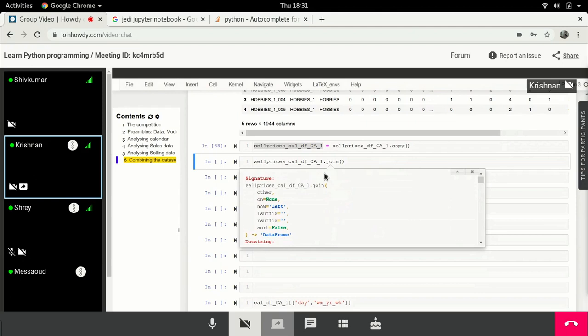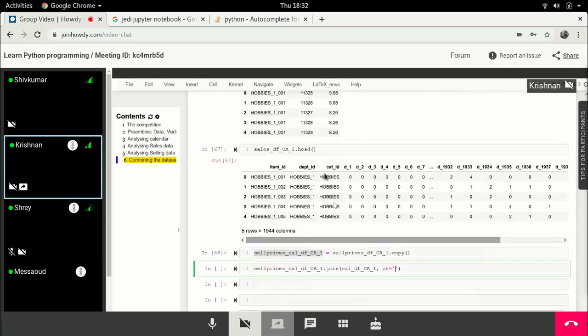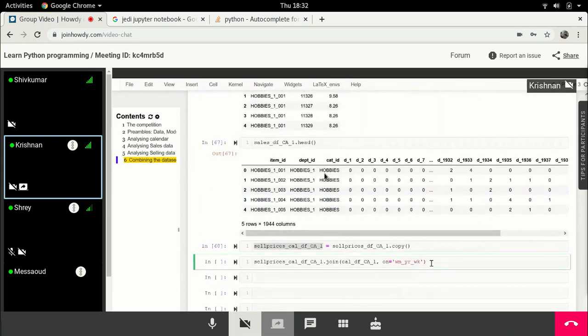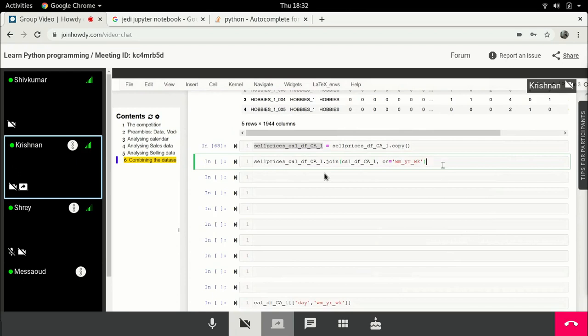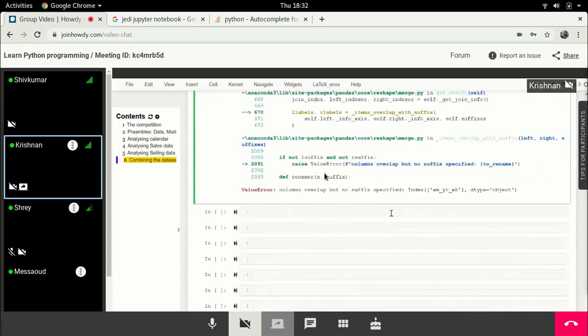Okay, so to get started, let's start with the left one. First we'll have to specify calendar, this one, and then 'on' should be equal to the name of this one, right? It uses the same thing, and we don't have to do anything else. Here it won't work, but you can check it. See, this error was there. What it means is that there are no columns overlapping and no suffix specified.